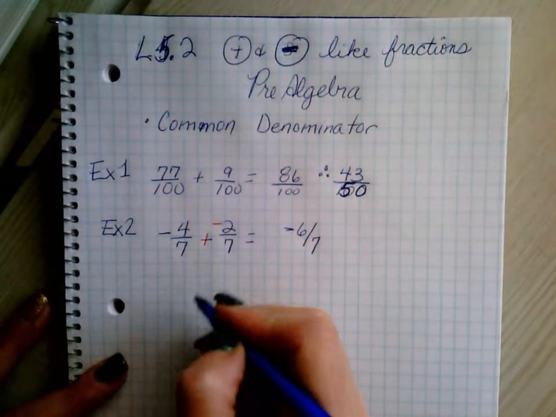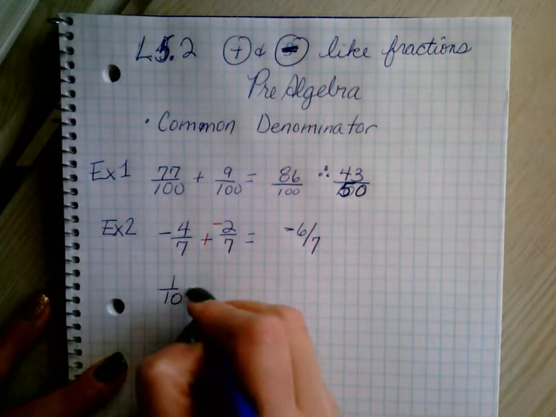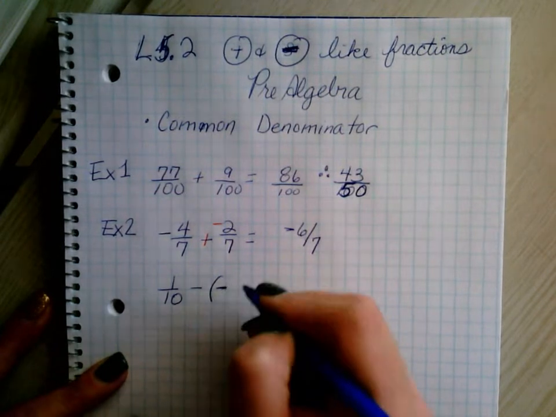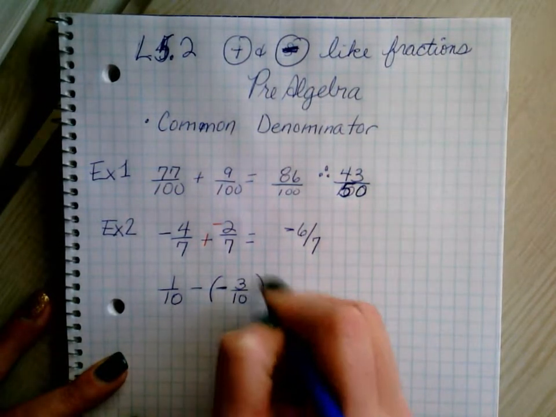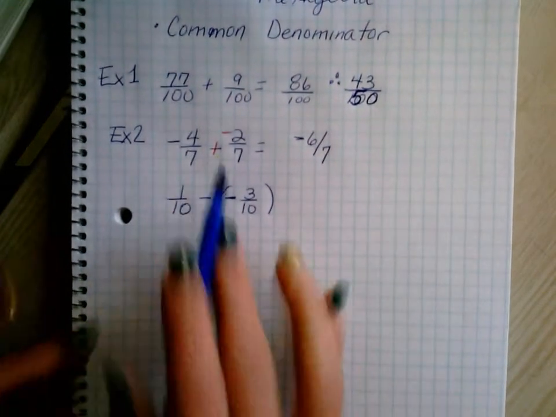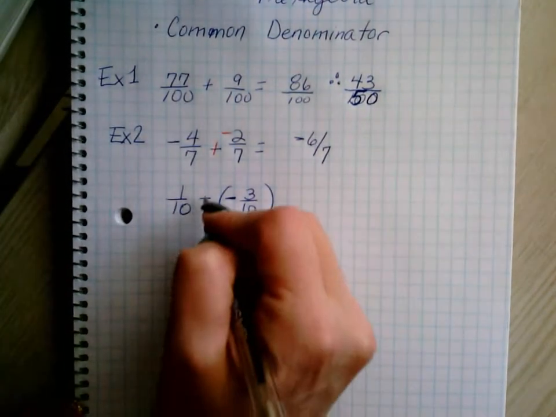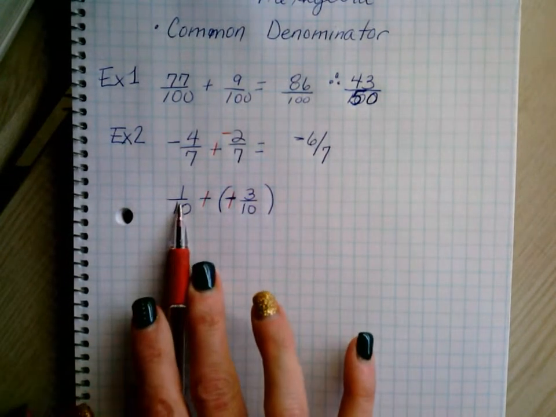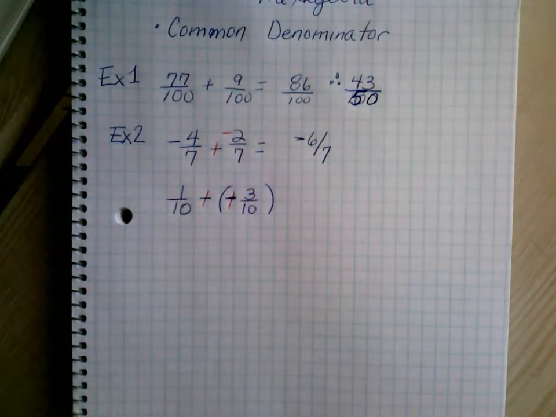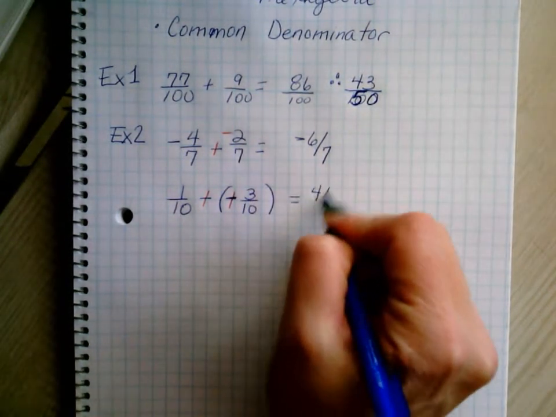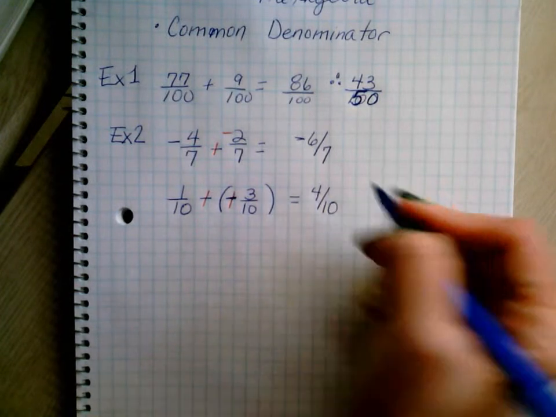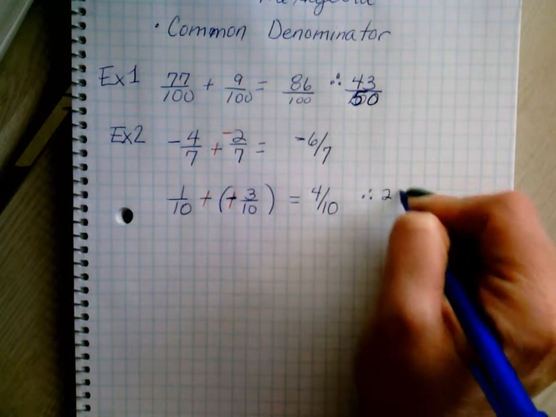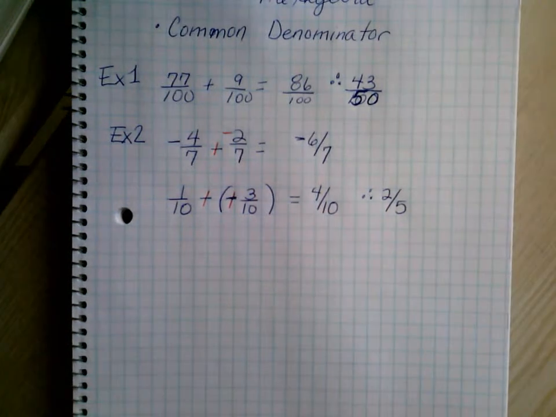The next one is 1/10 minus a -3/10. This is where my add the opposite scenario comes in handy. Add the opposite. So now I have a 1/10 being combined with a 3/10, and I get 4/10. Simplified, of course, it's 2/5. Okay? 2/5. How you guys feeling about this? Not too shabby, right?